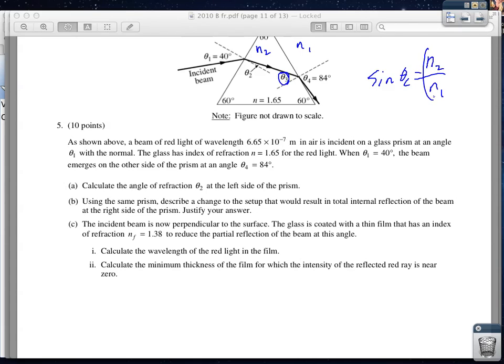This number right there has to be what? I'm not asking for a numerical value, I'm asking for a range. You should know that. If I tell you sine of theta is this, you know that number must be in what range?